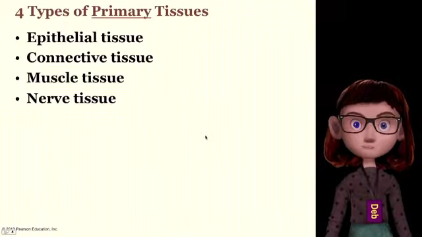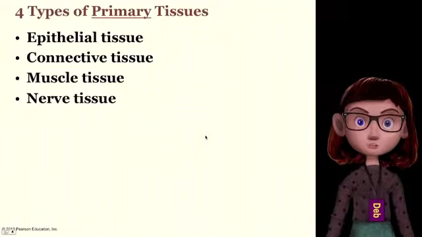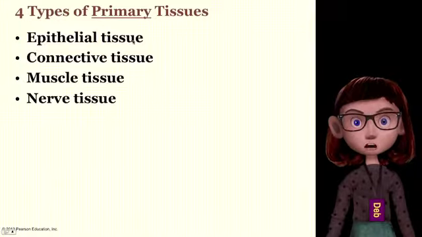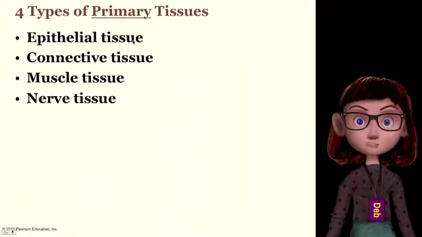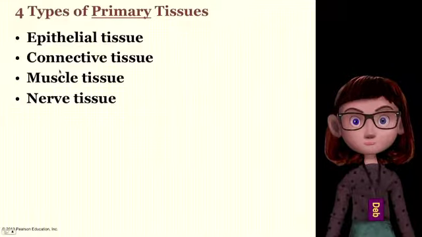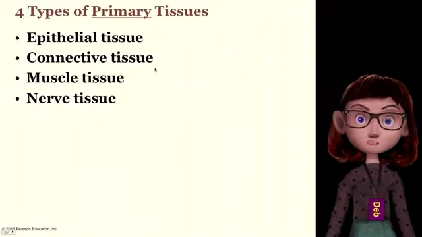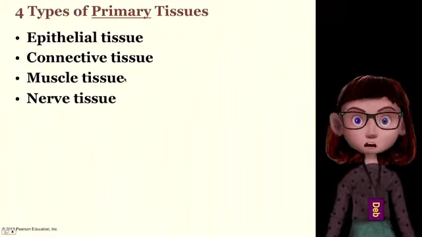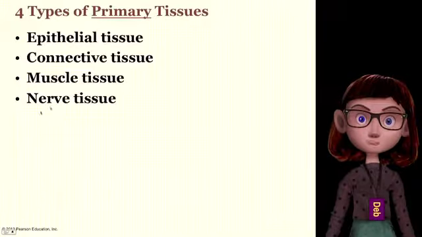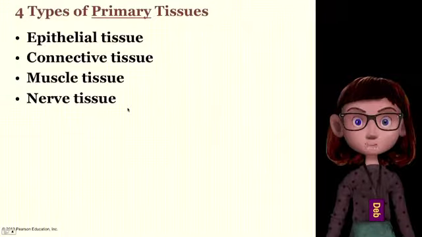There are 4 types of primary tissues, 4 categories basically, and I do want you to memorize these. There are epithelial tissues, and of course several subtypes, which is what we're going to be discussing in this part of Chapter 4. Epithelial tissues, connective tissues, there are many types of connective tissues, muscle tissue, there's several types of muscle tissue, and nerve tissue. So these are the 4 types of primary tissue types.